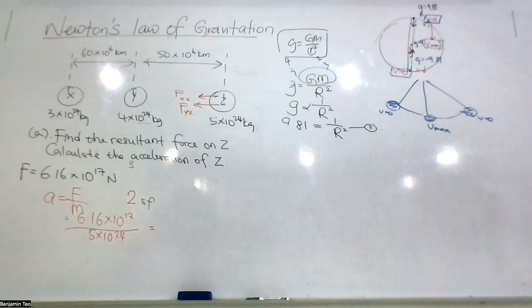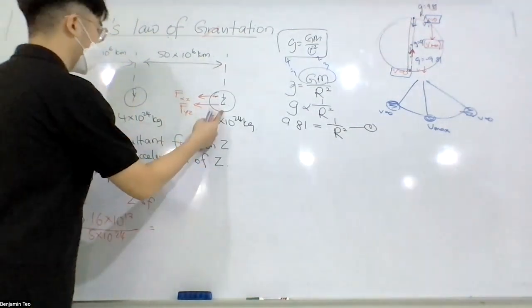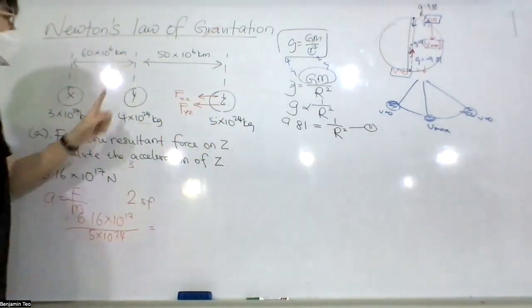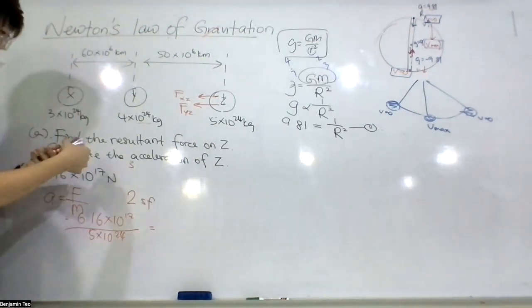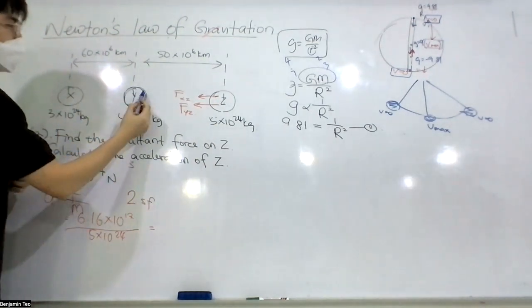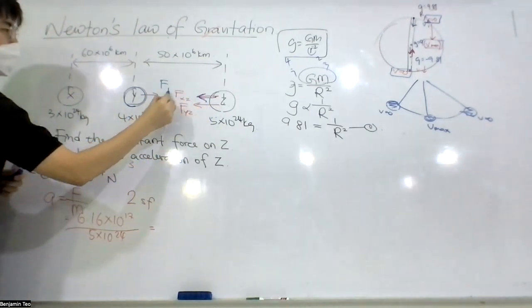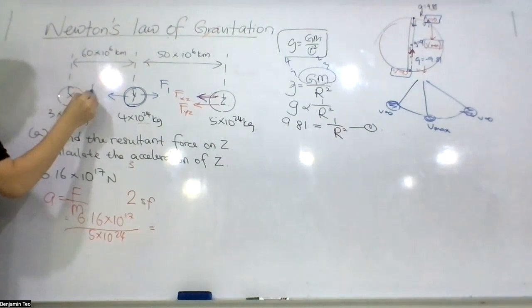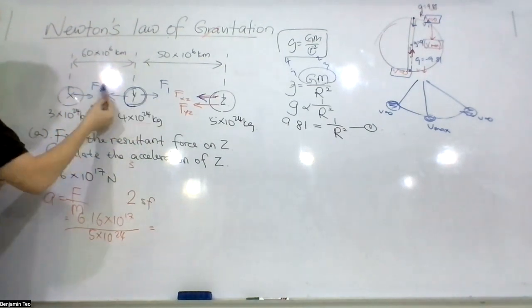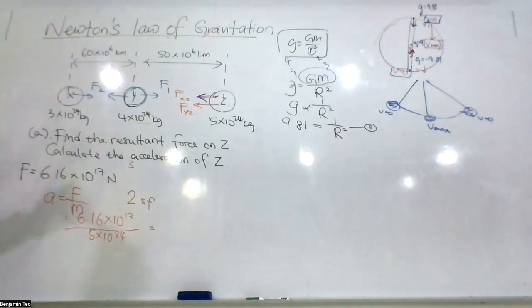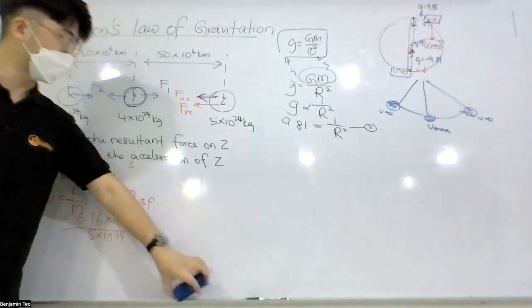Right, so you've got 2 forces, one between these 2 bodies, one between these 2 bodies. If I want to find the resultant force at the center, then you have these 2 F1 and these 2 F2. Then it will be minus because of the opposite direction of forces.